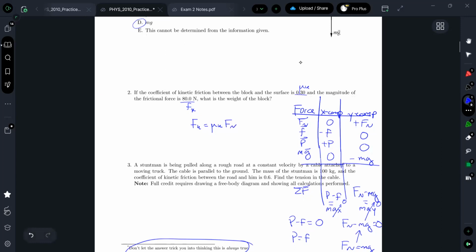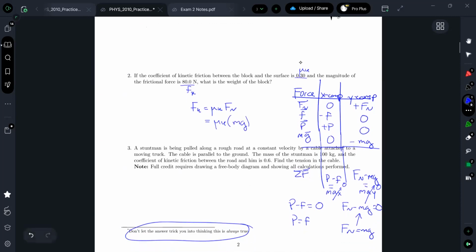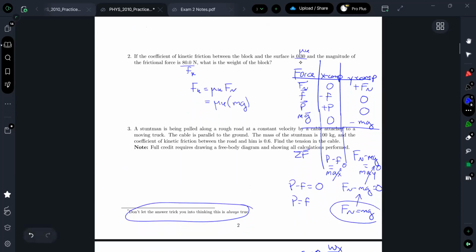And then to know how to calculate this, it's mu k times mg, because Fn in this case is equal to the weight in magnitude. They're in opposite directions, the normal force and the weight are, but the sizes of them are equal because the block is not leaving or moving towards the surface. It's in equilibrium.